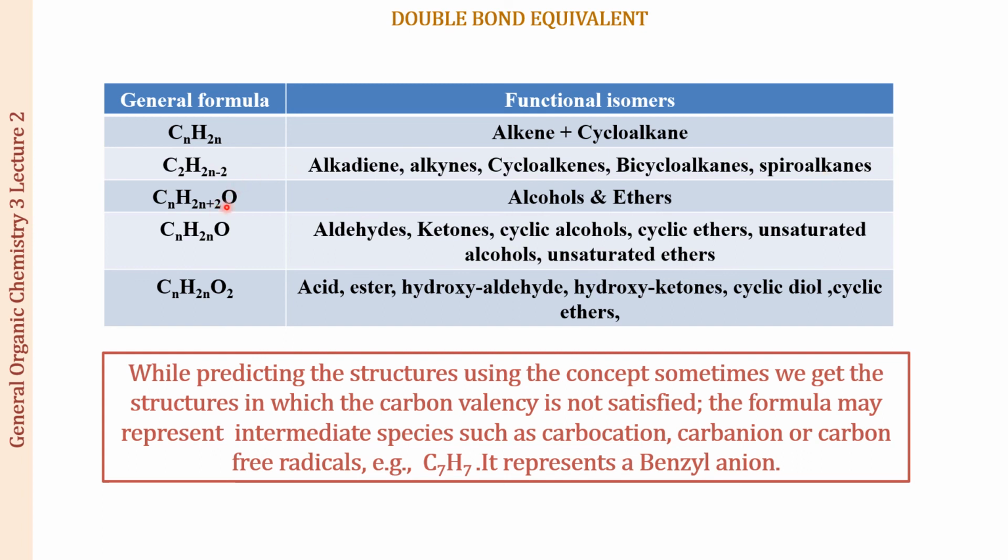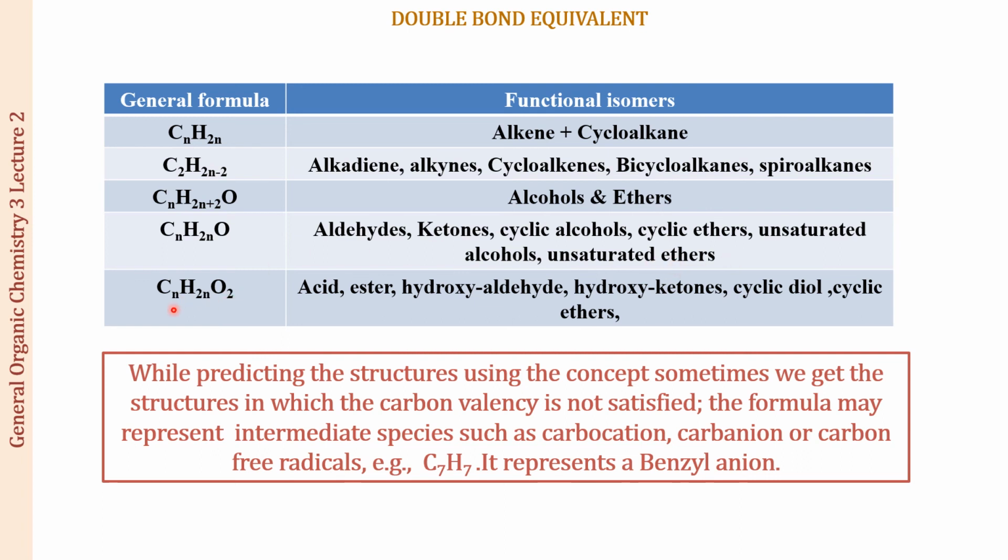The next we have is CnH2n+2O. Here the possibility is of an alcohol or an ether. If it is CnH2nO, then you can draw an aldehyde, a ketone, a cyclic alcohol, a cyclic ether, an unsaturated alcohol, an alcohol where a double bond is present between two carbons, or an unsaturated ether. Again, the double bond is present between two carbons and it is going to be an ether.